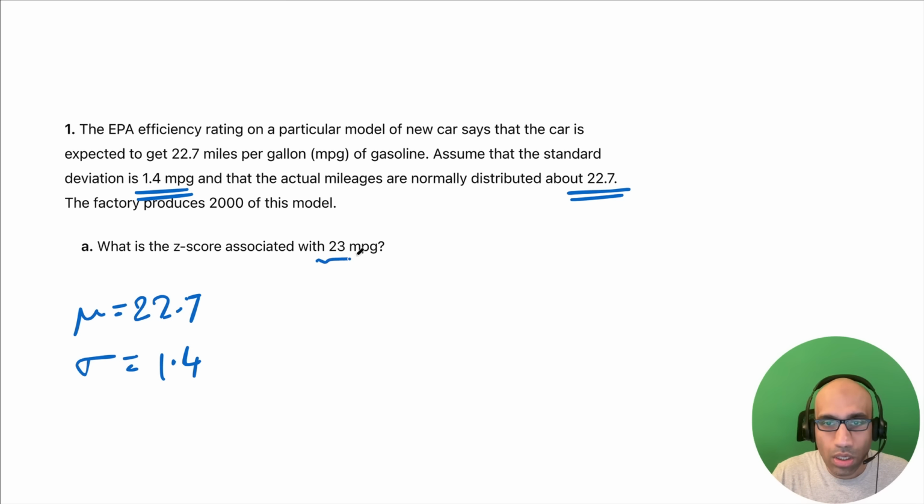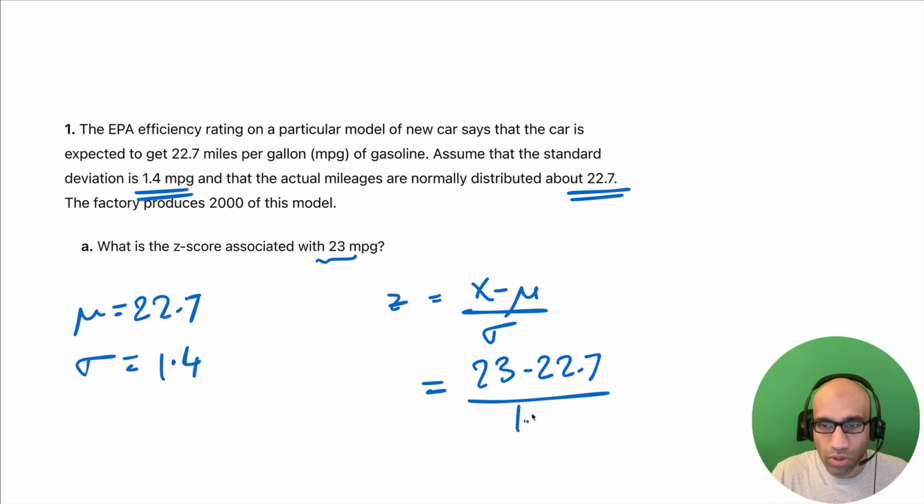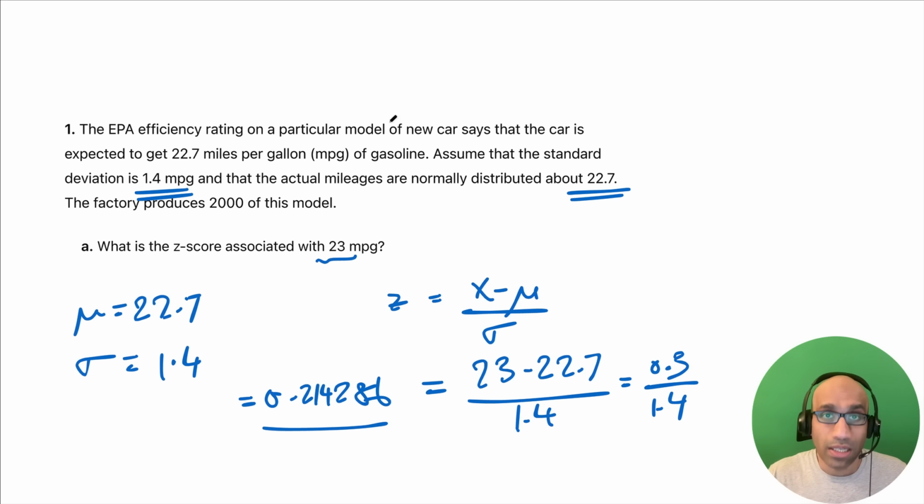The z-score associated with 23, as you know, the z-score is equal to x minus mu over sigma. So let's calculate that real quick. This is 23 minus 22.7 over 1.4. So whatever this is, 0.3 over 1.4, which is this number. Now let's look at the next question.